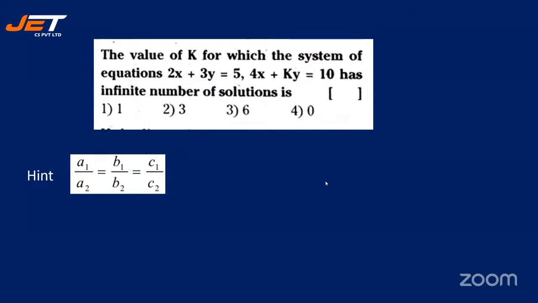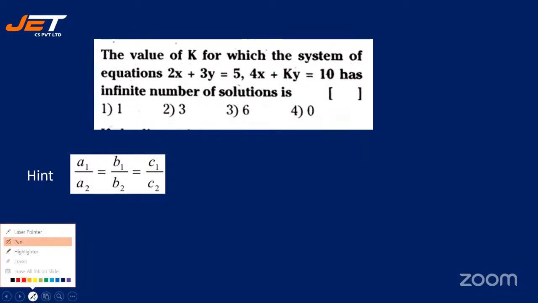The next question is: the value of k for which the system of equations 2x plus 3y is equal to 5, 4x plus ky is equal to 10, has an infinite number of solutions. So here they say a1 by a2 is equal to b1 by b2 is equal to c1 by c2. That's a hint that they've given for infinite number of solutions. So, let me use my pen.